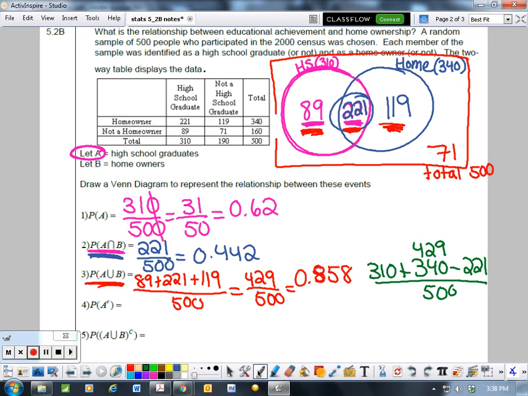Okay, next one, we're going to go ahead and do the probability of A complement. So A is high school graduates, so I want to know not high school graduates. So luckily my total is right here for that. So 190 out of 500.